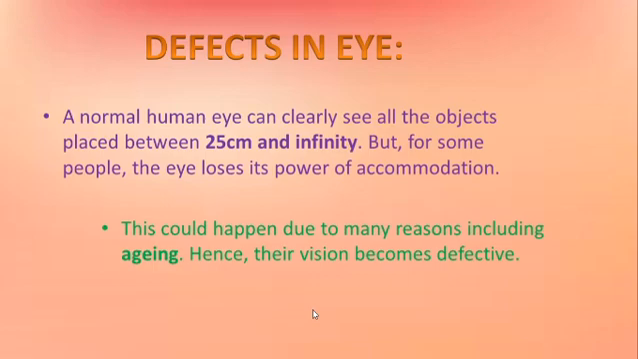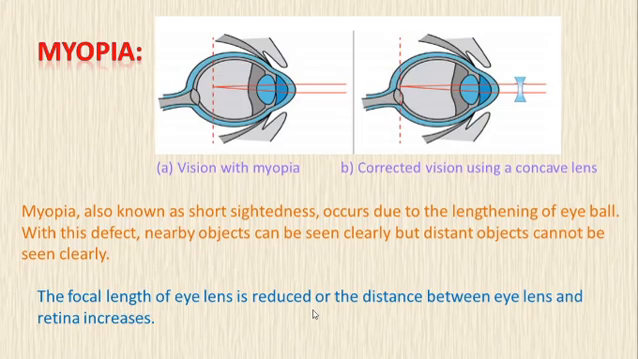Now let us discuss some of the common defects of human eye. So myopia, hypermetropia, presbyopia and astigmatism. You see, first myopia. Myopia is also known as short-sightedness. This occurs due to the lengthening of the eyeball. This problem is there because the eyeball's length increases.